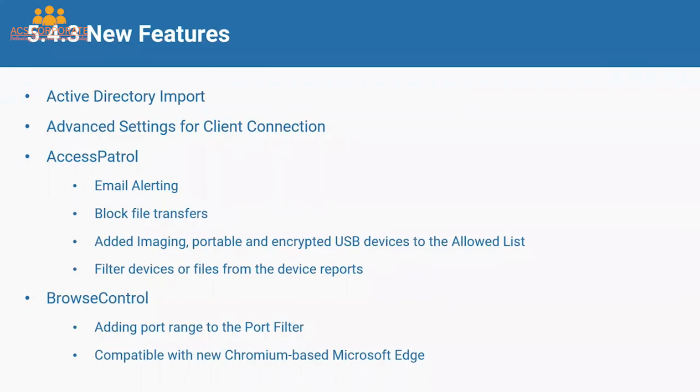Blocking file transfers and adding more capabilities to determine the types of imaging, encryption, and portable devices that can be configured in Access Patrol, and also filtering devices or files from the device reports were other major improvements. Finally, from a browse control perspective, we added a port range to the port filter. We also improved the compatibility with the new Chromium-based Microsoft Edge.